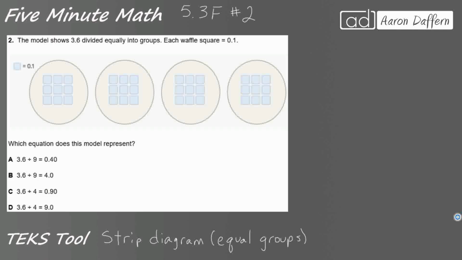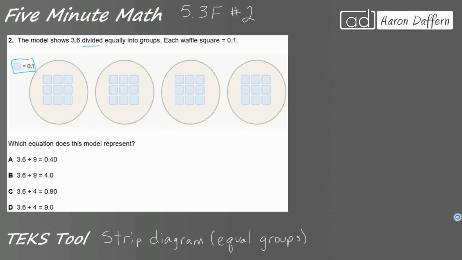So we've got a model here. Looks like we've got four circles. And we've got these little waffle squares split up into it. We need to turn this into a division sentence. Our key is going to be important for us here. Each of those little squares equals 1/10 or 0.1. So let's think about how we want to turn this into a division sentence.